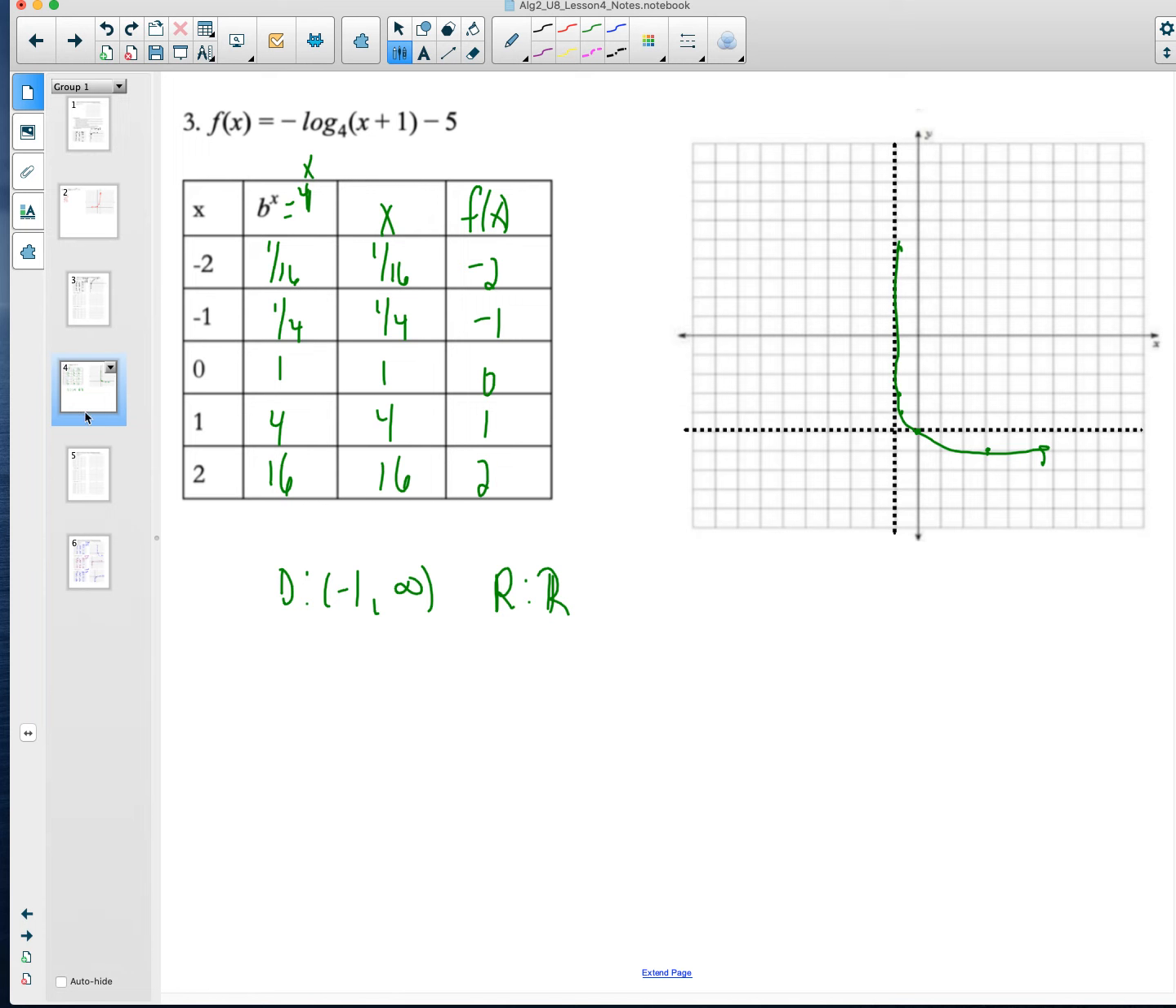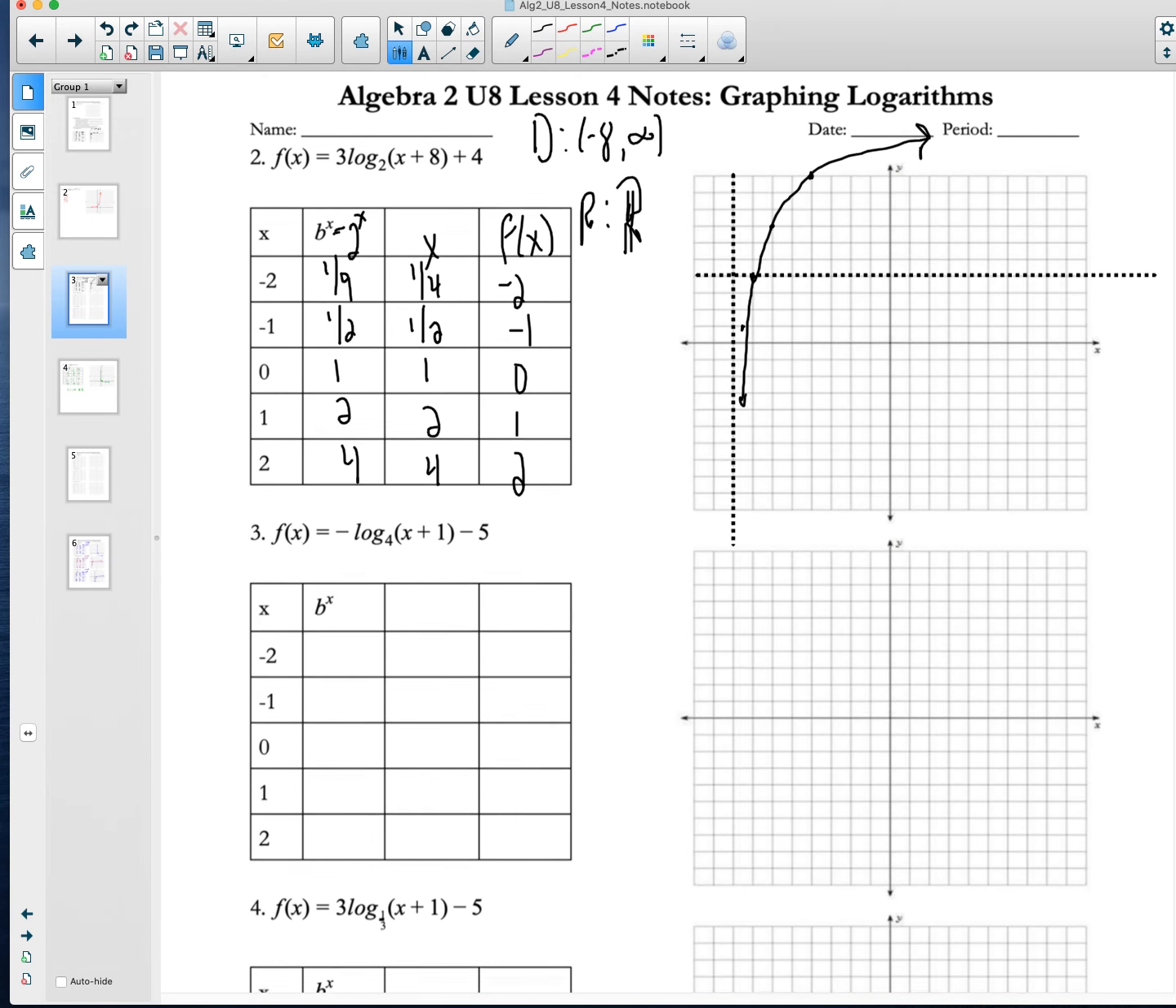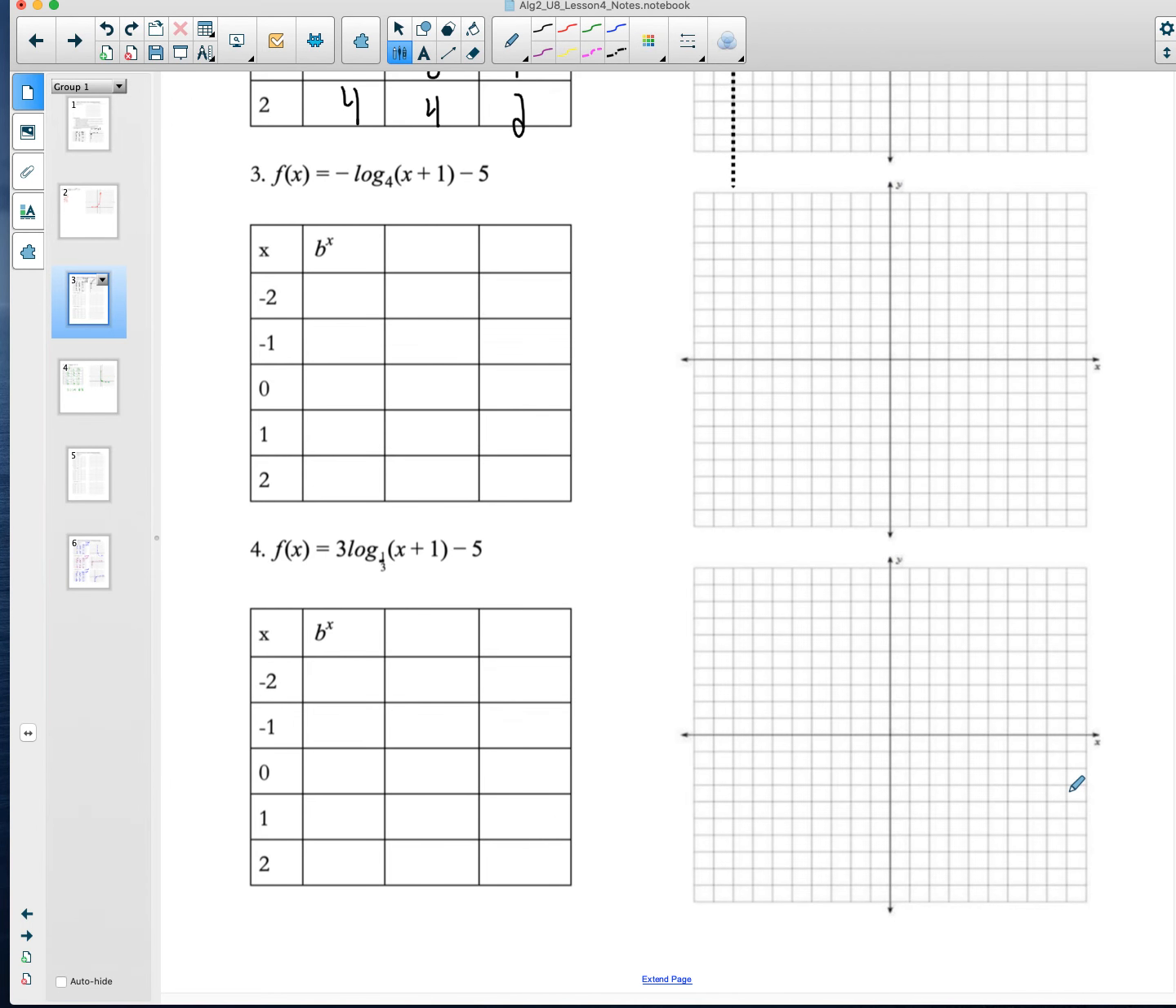All right, let's do one more together. Let's look at problem 4, and I want to do this with you because it has a base that is a fractional base.